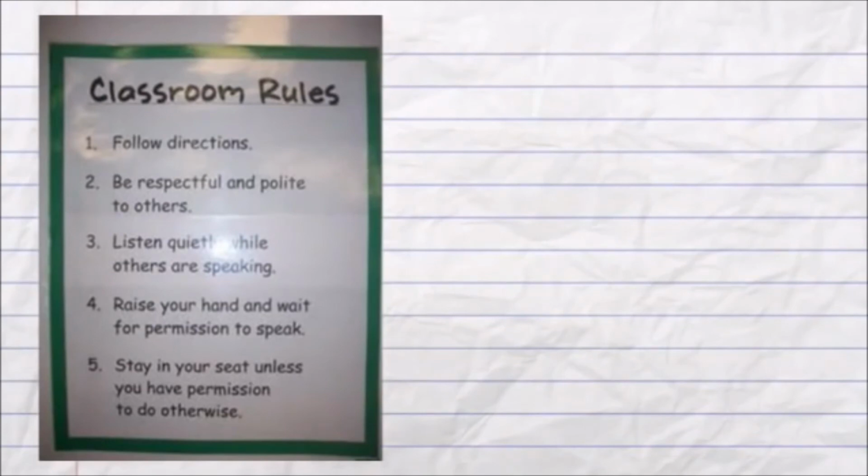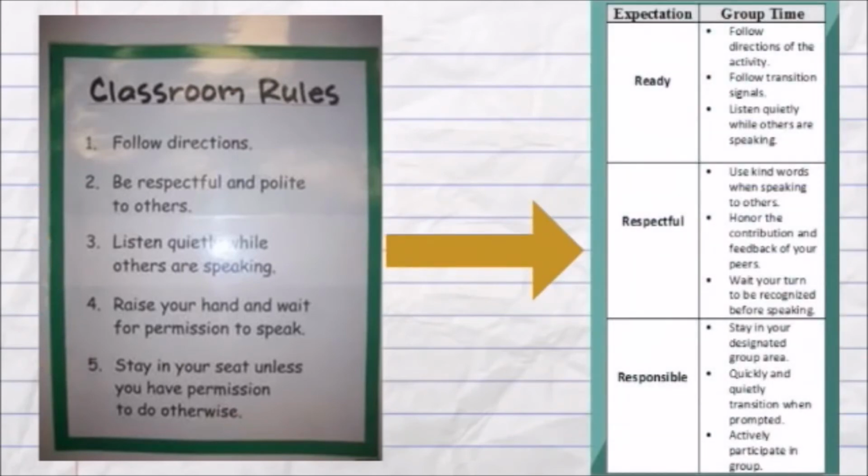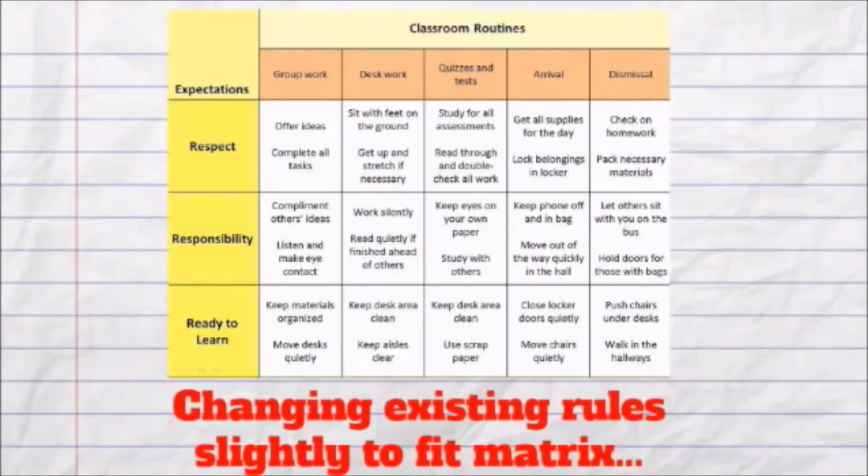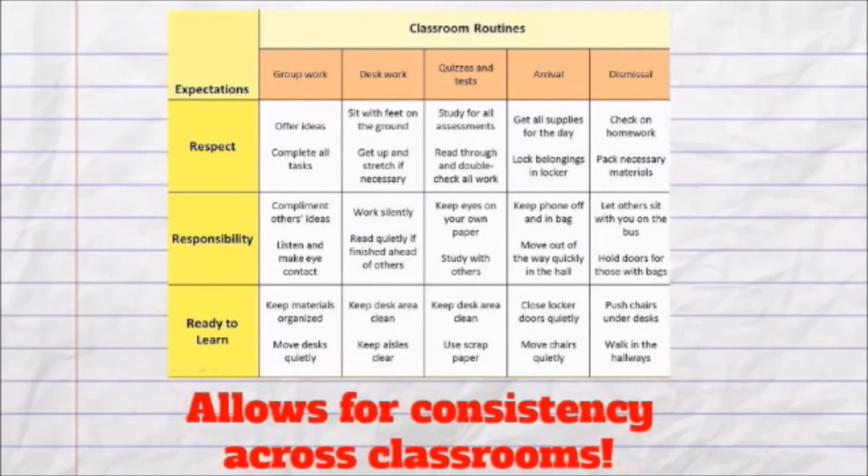This teacher had classroom rules consisting of following directions, being respectful and polite to others, listening quietly while others are speaking, raising your hand and waiting for permission to speak, and staying in your seat unless you have permission to do otherwise. What this can look like in a matrix framework is here. You can define being ready as following directions, following transition signals, and listening quietly when others are speaking. All of the rules on the left are present in the matrix on the right. You too can change your classroom rules just slightly so they fit this format, so we can have consistency across our classrooms.